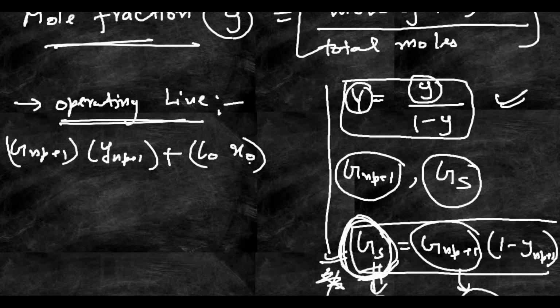So I know that x0 is 0, but for the sake of math we will consider it, because sometimes there might be a little ammonia present in the solvent. So to consider it, we are taking this term L0 times x0. This x0 is also the mole fraction of ammonia in the liquid stream. So this will be equal to the output.